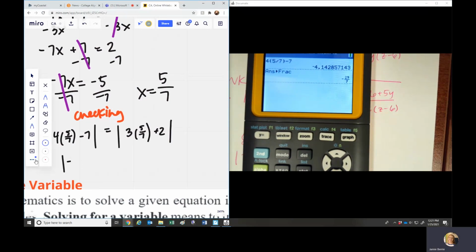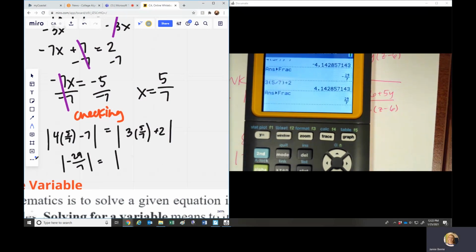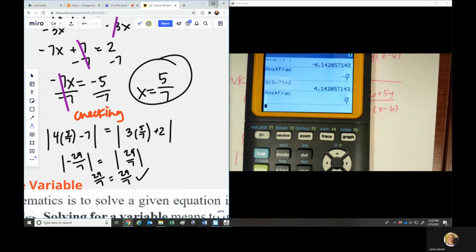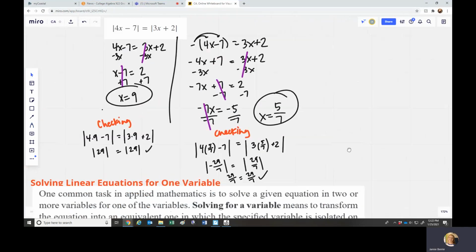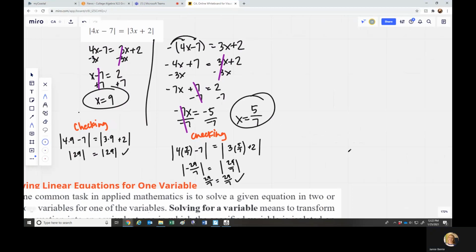Okay, so the absolute value of negative 29 over 7 equals, let's see what this side is. 3 times 5 over 7 plus 2. Make that into a fraction, math, frac, is the absolute value of 29 over 7. The absolute value of negative 29 over 7 is just 29 over 7. The absolute value of positive 29 over 7 is still 29 over 7. So yeah, that one works too. Sweet. All right, so let's go back over here and we'll write our answers together. We have x equals 9 and 5 over 7.